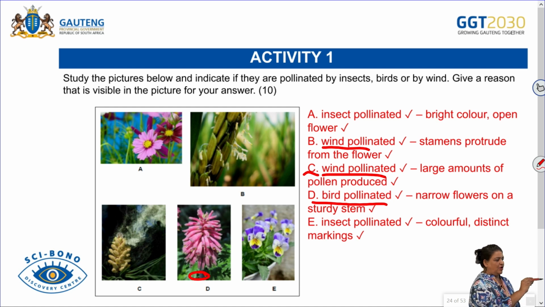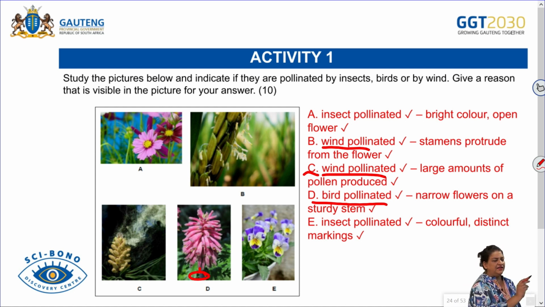Narrow flowers on a sturdy stem. Sturdy means a strong stem, not a thin little pedestal, but a strong stem, and those flowers are long and hanging out and brightly colored, and that's why we know that that is bird pollinated. First of all, it's brightly colored, it's very long, it's on a very sturdy stem, and then you know it's bird pollinated.